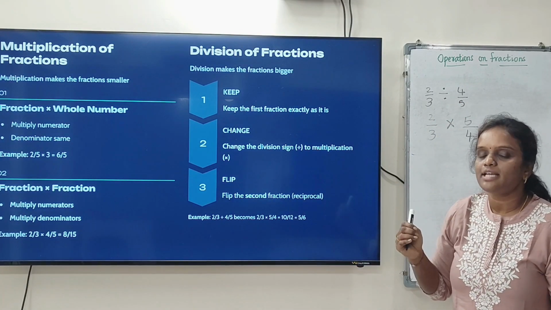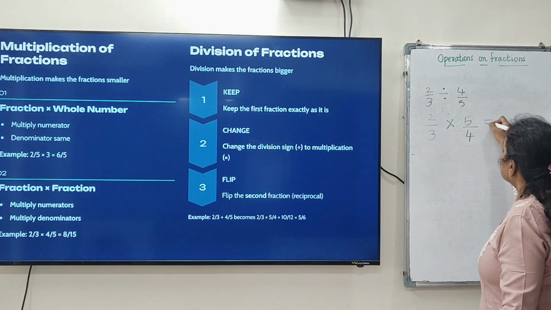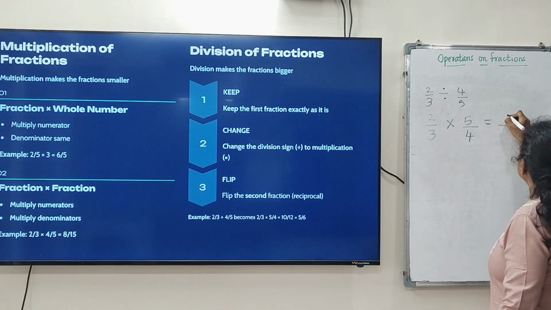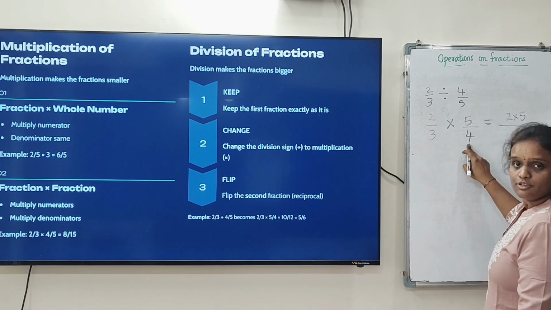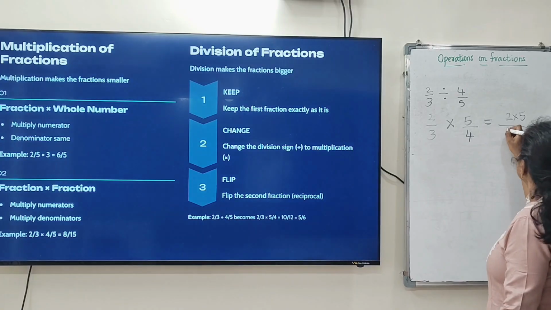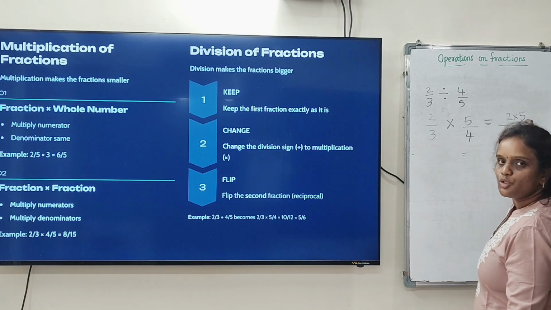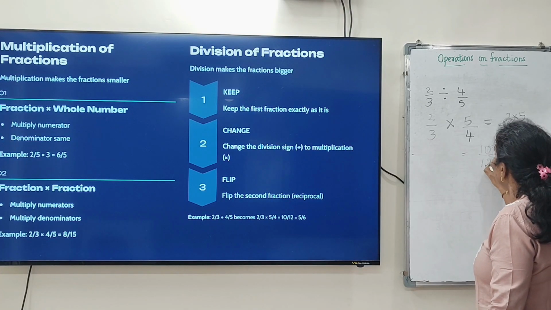Now previously we learned how to do the multiplication of fractions, right? So it's the same way. What should I do? I have to multiply numerator with numerator. So that is 2 into 5. Denominator with denominator, 3 into 4. What is the answer? 2 into 5 is 10. 3 into 4 is 12.